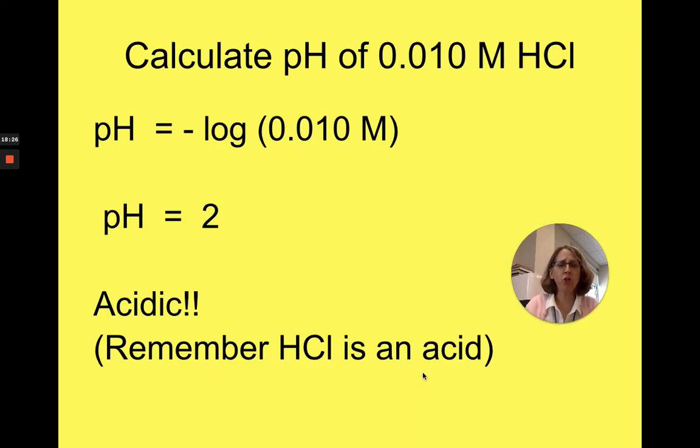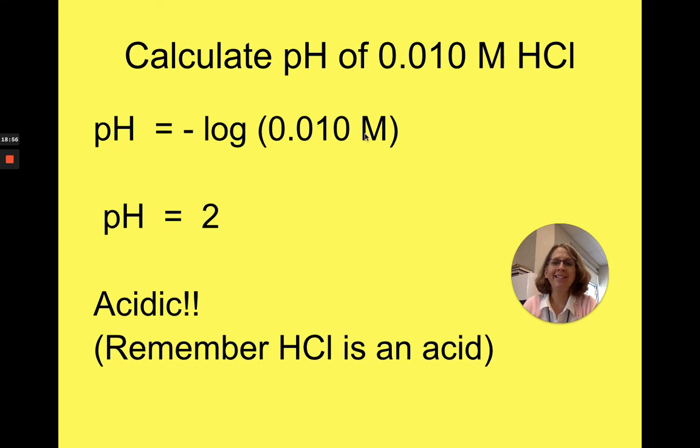Okay, so let's actually do this in our calculator. If I were to ask you to calculate the pH of a 0.01 molar hydrochloric acid solution, you would put into your calculator the negative sign, then log, and then in parentheses 0.010 molar. And your calculator would spit out the number 2. You'll notice that 0.010 molar is also 1 times 10 to the negative 2, so the pH is also the exponent. This is very acidic. We have a lot of hydrogen ions. That makes sense.